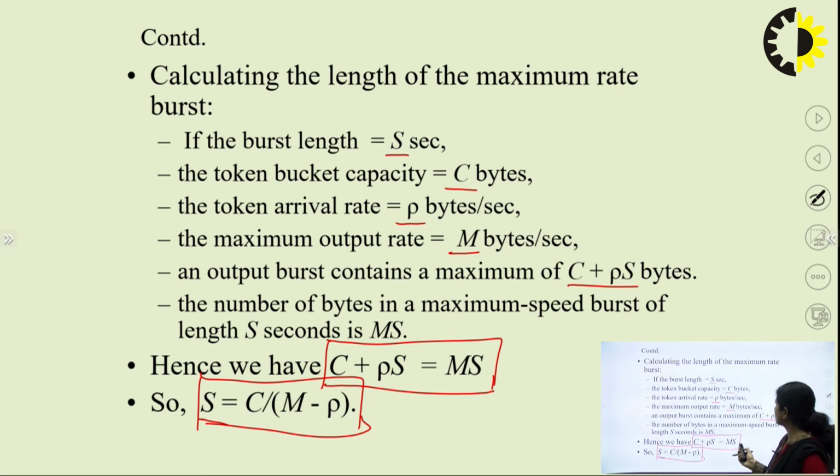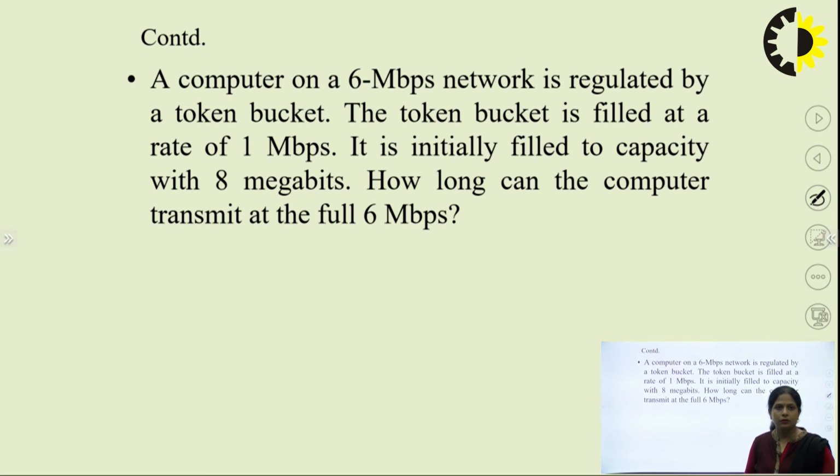Let me discuss one important example that generally comes in university question papers. A computer on a 6 Mbps network is regulated by a token bucket. The token bucket is filled at a rate of 1 Mbps. It is initially filled to capacity with 8 megabits. Now the question is, how long can the computer transmit at the full 6 Mbps rate?